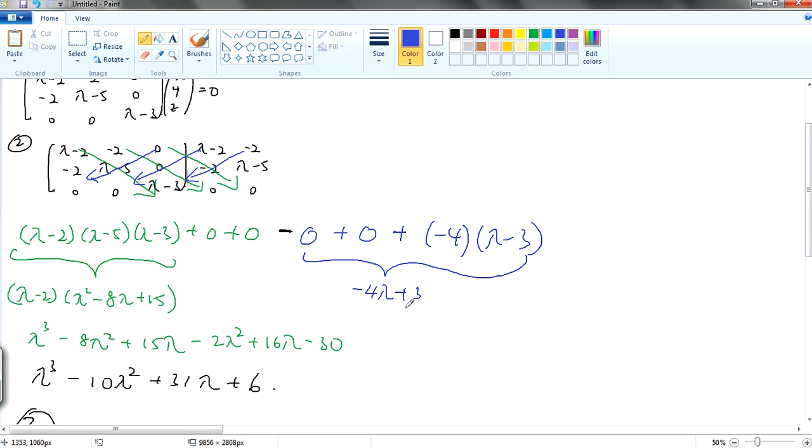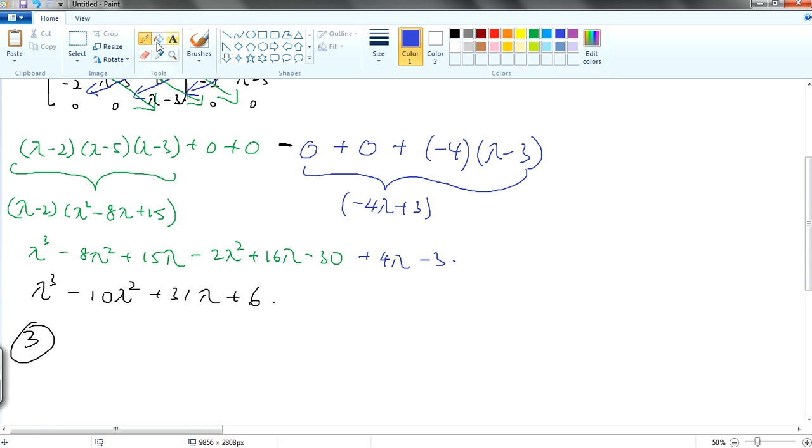plus 3. And then after that, because it's like that, right? It is minus in terms of this, so it will become plus 4 lambda minus 3. Okay, once you have this, let me see, it should be correct. I think it should be. I may be wrong again.